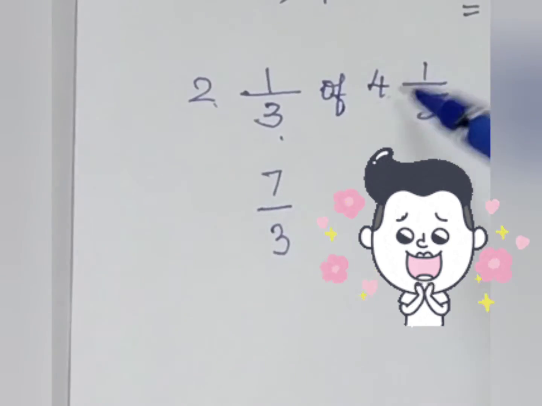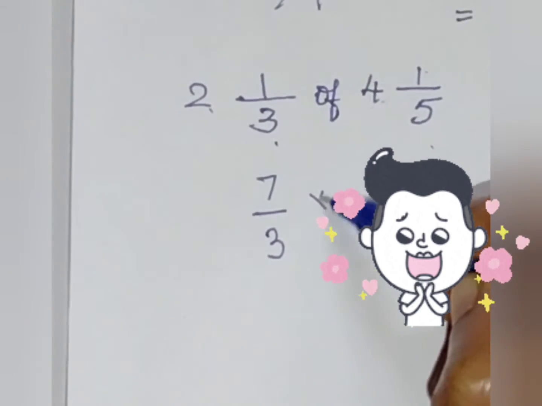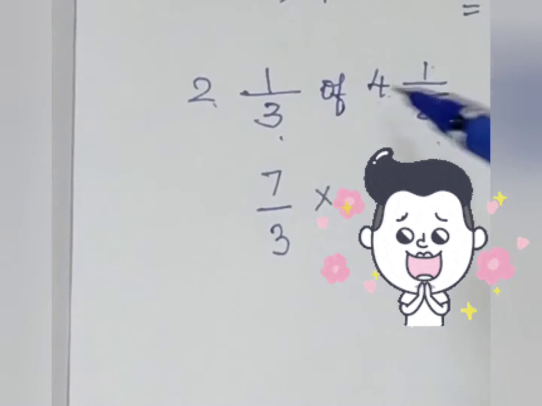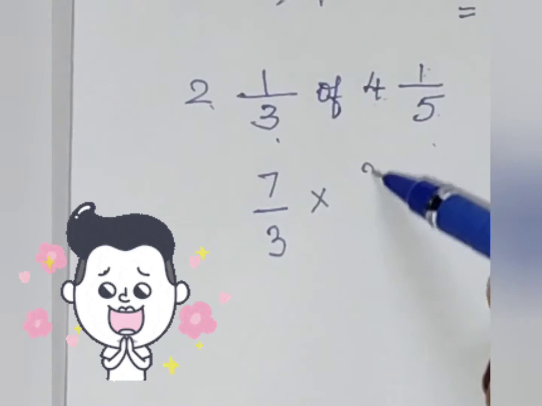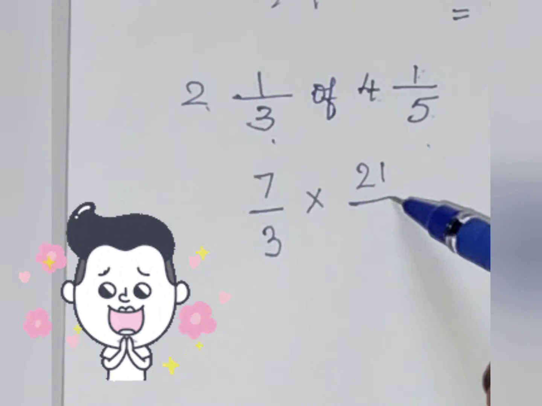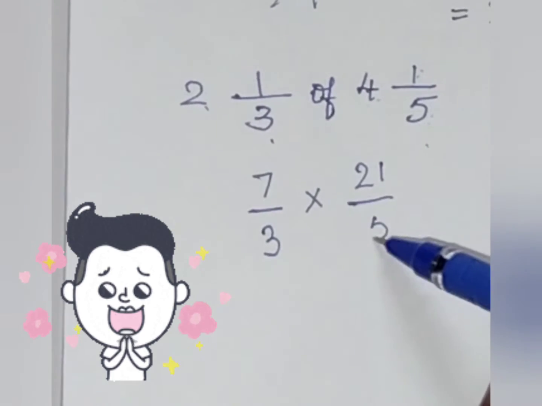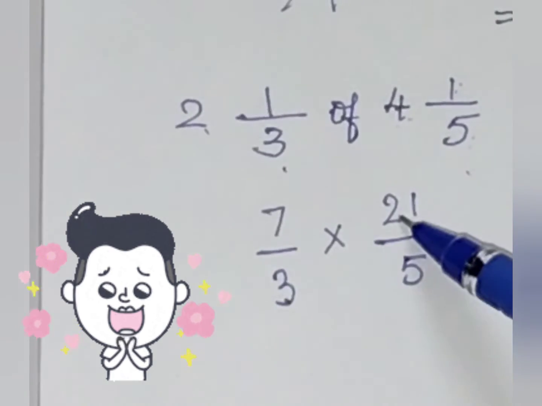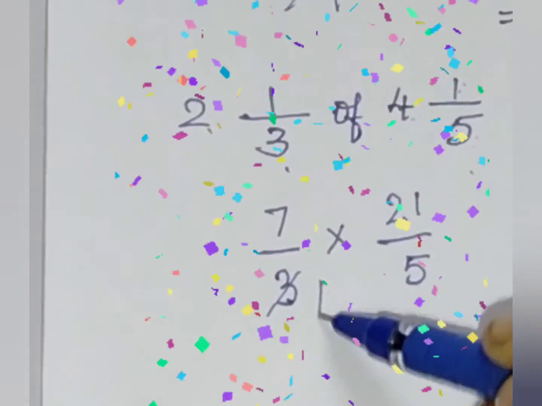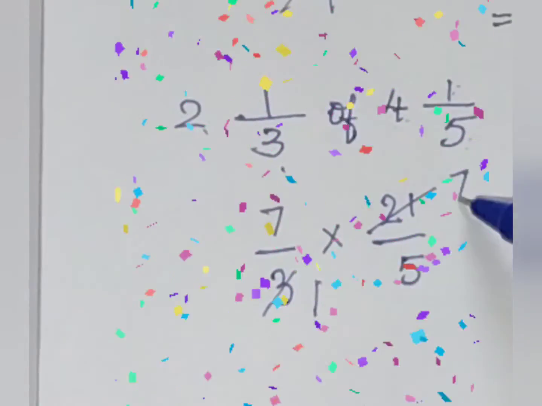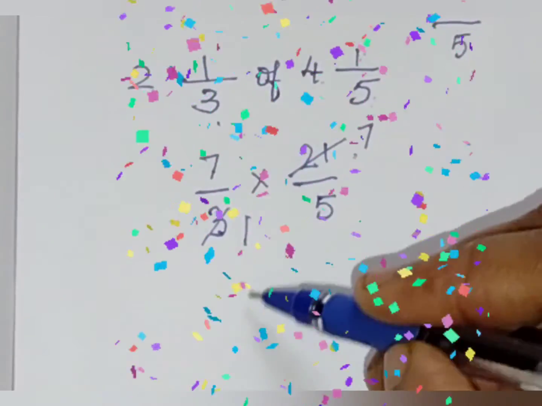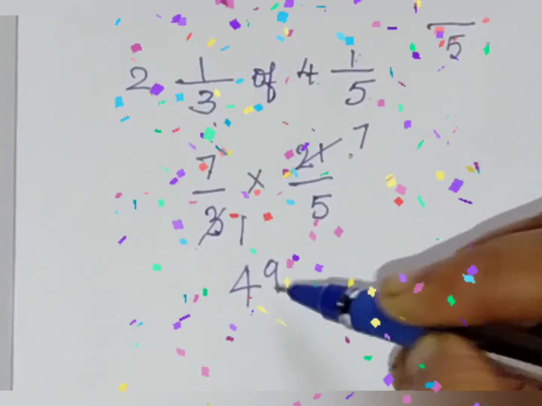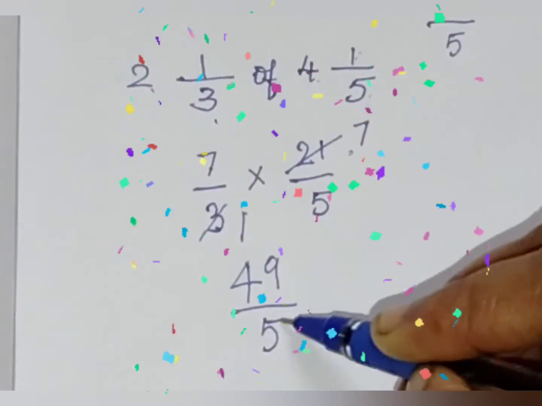Next question, 2 into 1 by 3 of 4 1 by 5. Here, converting into improper fractions, we get 7 by 3 into 21 by 5. 3 1's are 3, 3 7's are 21. Now it is 7 7's are 49 and 1 into 5 is 5.